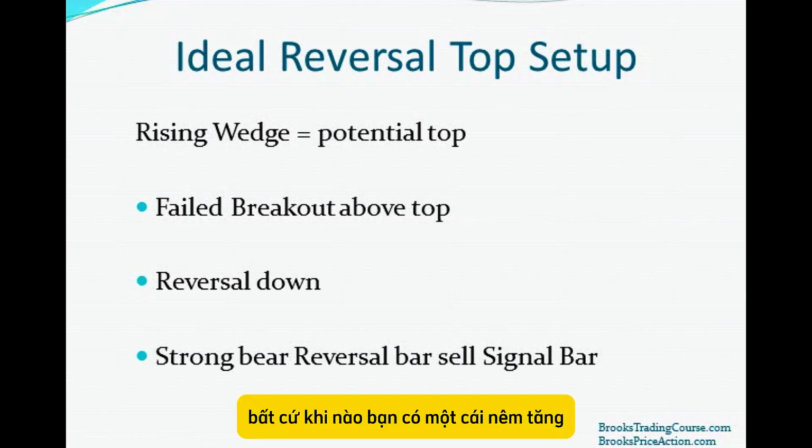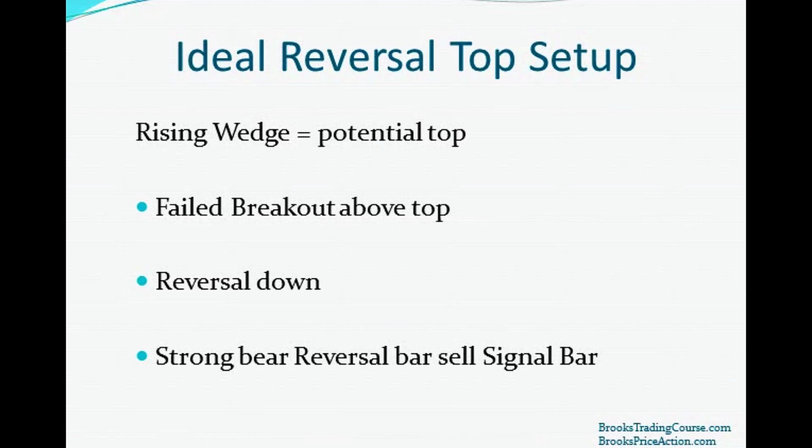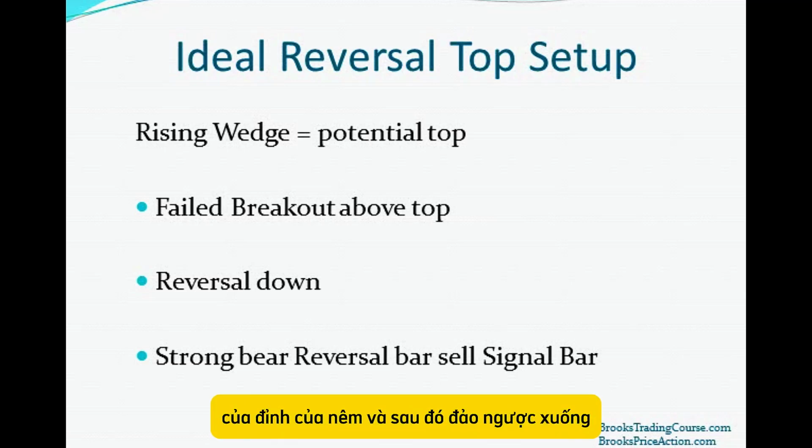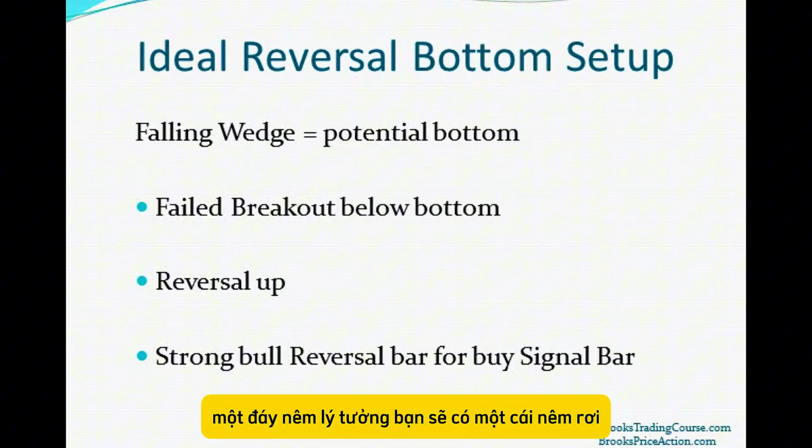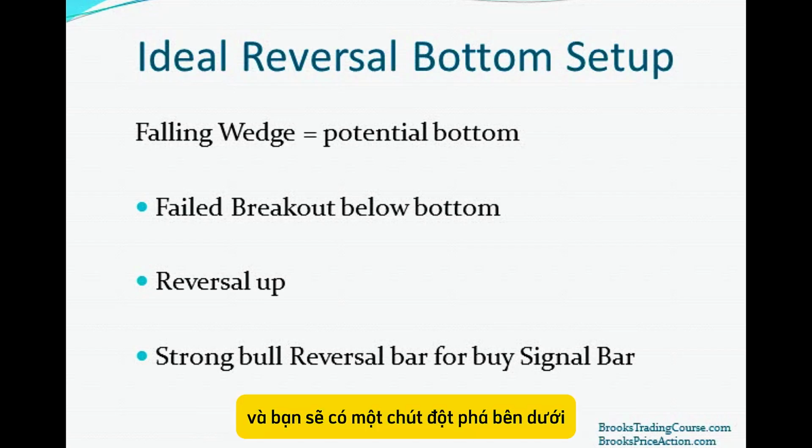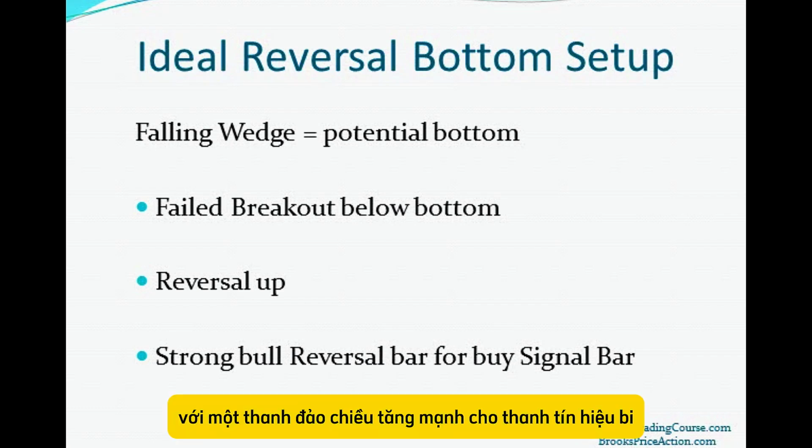Whenever you have a rising wedge, you have a potential top. You're looking for a failed breakout of the top of the wedge and then a reversal down, preferably with a strong bear reversal bar, and that would be a reasonably good signal bar. An ideal wedge bottom, you'd have a falling wedge, and you'd have a little breakout below and then a strong reversal up with a strong bull reversal bar for the buy signal bar.